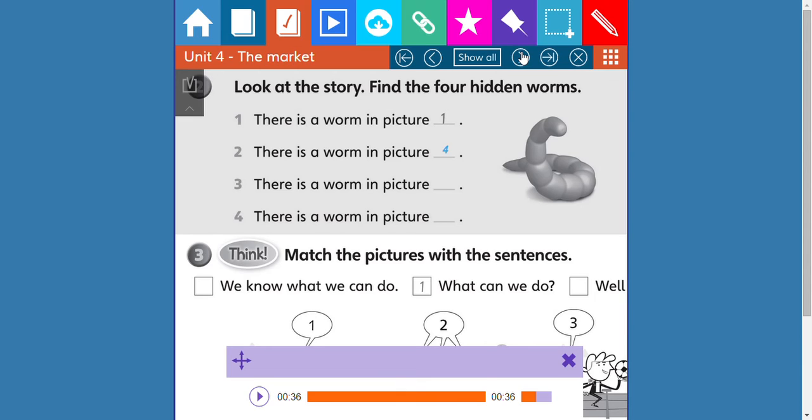There is a worm in picture. Yes, in picture 7. What also? Number 4. There is a worm in picture 8. In picture 8.